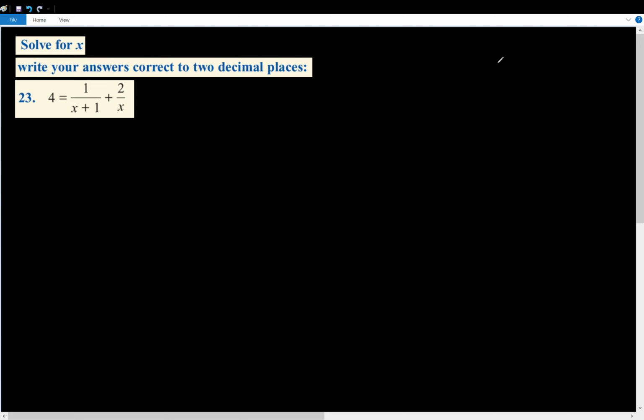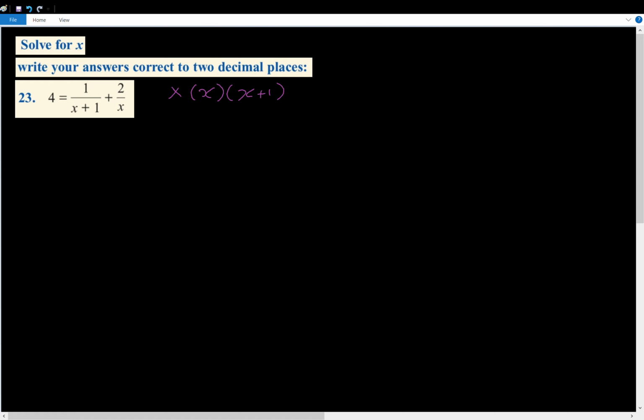Well, this is going to be far easier for us to solve if we clear away our fractions first. And the way we're going to do that is we multiply every term by the product of the denominators. The denominators being the number on the bottom of the fractions. Which means that we're going to multiply every single term by x times x plus 1.